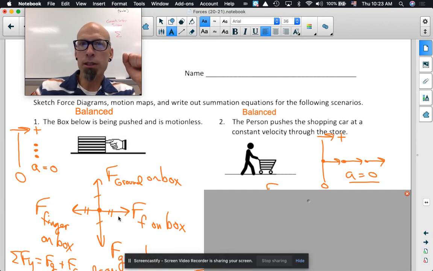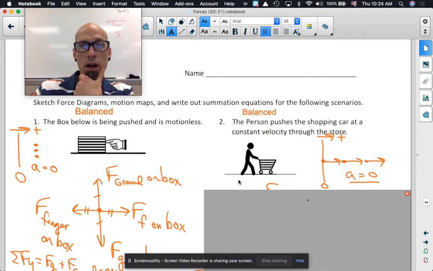So we know there has to be something else besides just the force of the finger, even though they didn't say a word about friction in here. But the only thing that logically makes sense is that there is a friction force, since there's nothing else in the picture here that could be there.